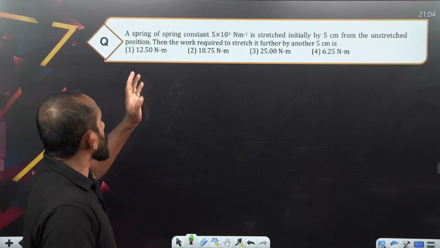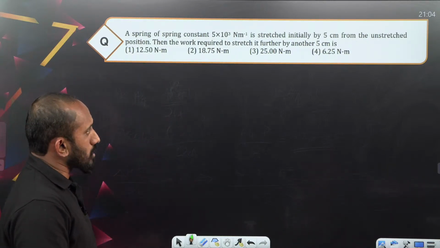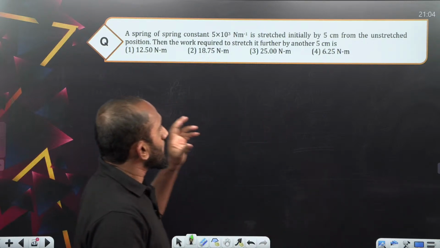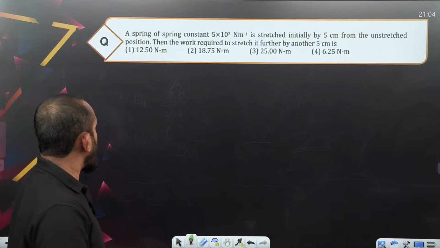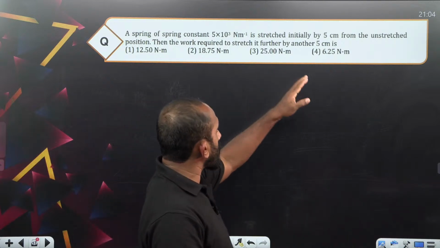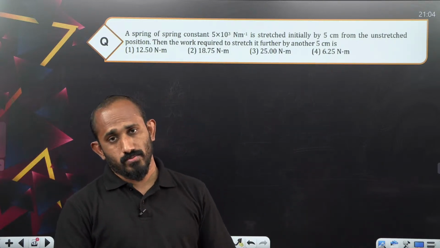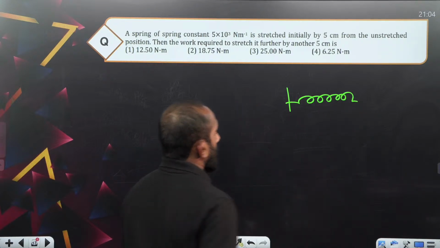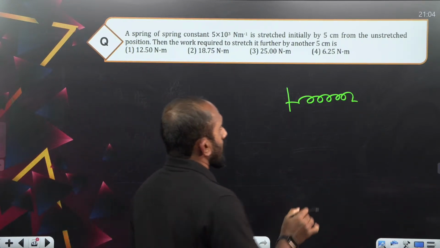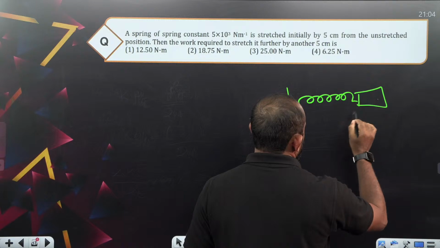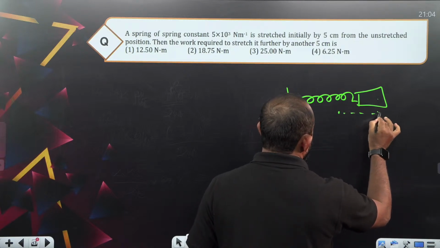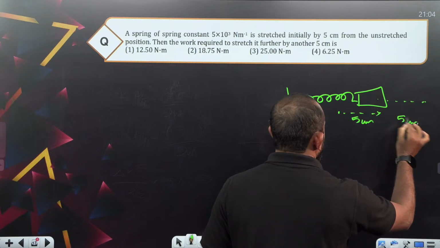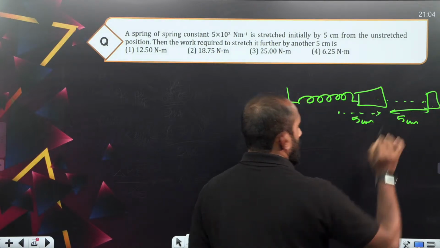A spring of spring constant 5 into 10 raised to 3 Newton per meter is stretched initially by 5 centimeter from the unstretched position. Then the work required to stretch it further by another 5 centimeter is. So one spring is there. From the initial position it is stretched by 5 centimeter. Then again to stretch 5 centimeter, what is the work done? That's the question.